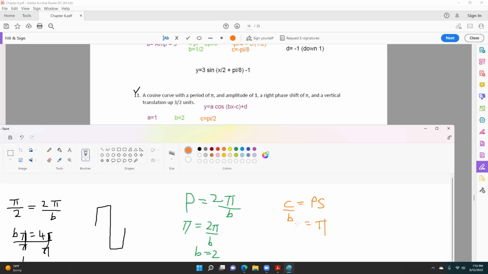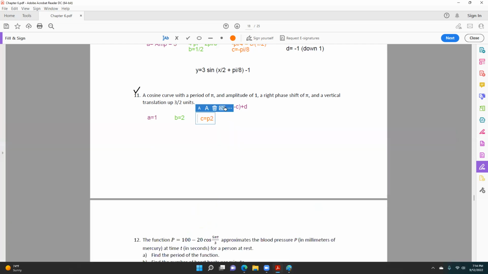And what is B in this case? 2. Yep. So how do we get C in this case? You multiply 2 to each side, so then it would be 2 pi. Yep, that's right. So C in this case will be 2 pi. I'm going to erase that. So it's actually 2 pi.